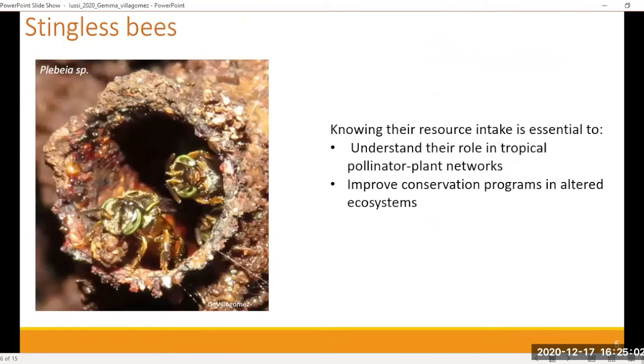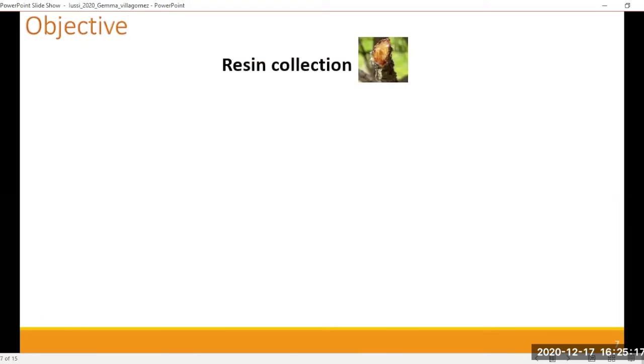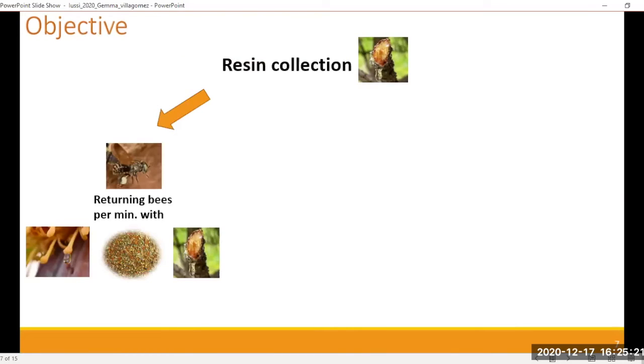And knowing this, the importance of resin collection in the relationship of stingless bees and plants will help us understand better the tropical pollination interaction networks, and also improve conservation programs. So the objective of my study was to see how resin collection influenced the returning bees per minute with nectar, pollen, or resin, to see how much workforce they invest for each resource.